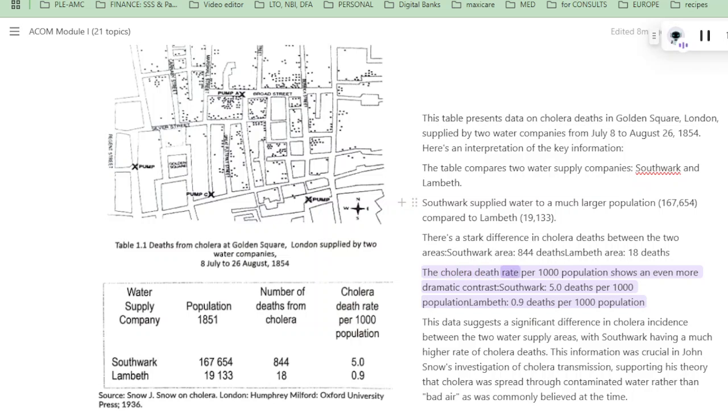The cholera death rate per 1,000 population shows an even more dramatic contrast. Southwark, 5.0 deaths per 1,000 population. Lambeth, 0.9 deaths per 1,000 population. This data suggests a significant difference in cholera incidence between the 2 water supply areas, with Southwark having a much higher rate of cholera deaths. This information was crucial in John Snow's investigation of cholera transmission, supporting his theory that cholera was spread through contaminated water rather than bad air, as was commonly believed at the time.